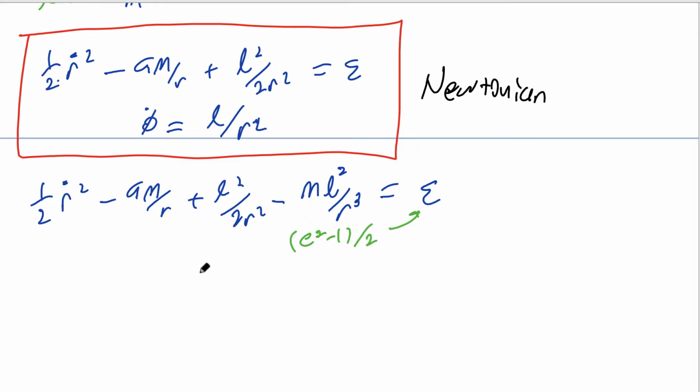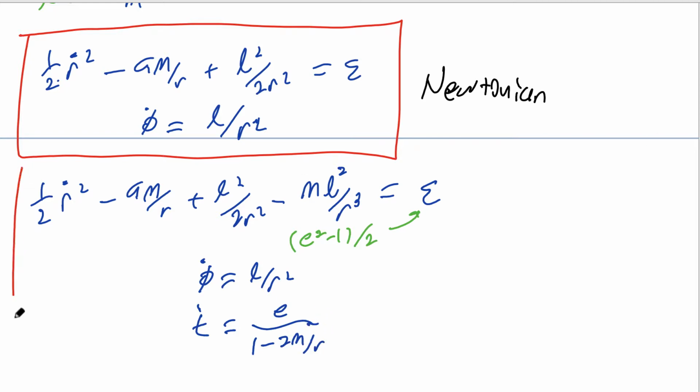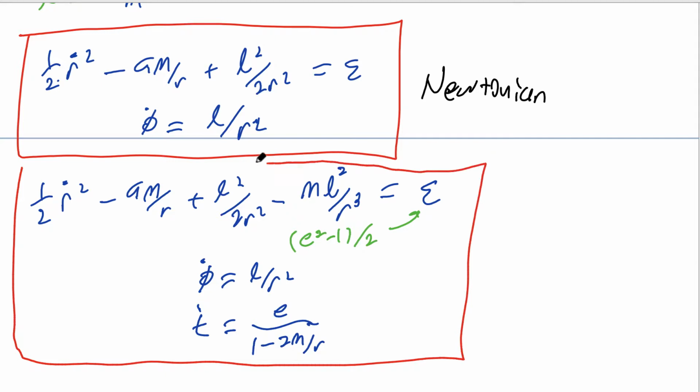And then our other equations in the general relativistic case are phi dot equals L over r squared and t dot equals little e divided by 1 minus 2m over r. So these are the equations that govern orbital motion in the case of general relativity. And notice they have very similar form. In particular, if you look at the r dot equations in these two cases, you'll see that they have the same form apart from this extra term that we have in the relativistic case. So this is an extra term.